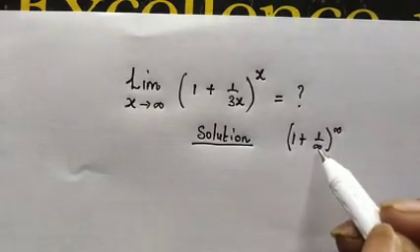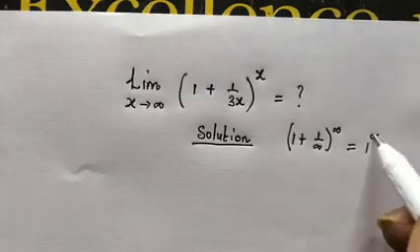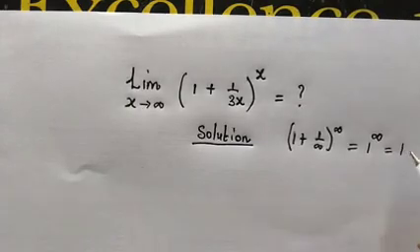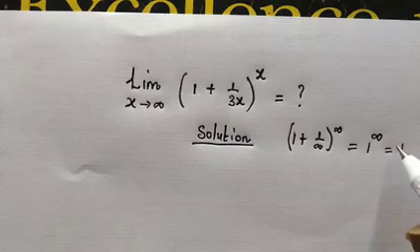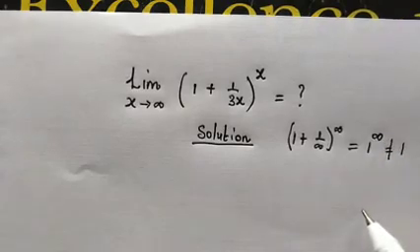We know 1 over infinity is 0. 0 plus 1, that will give us 1, then raised to the power of infinity. Many may think that the answer to this is 1, because 1 raised to the power of anything is 1. But this is not true. 1 to the power of infinity is indeterminate.